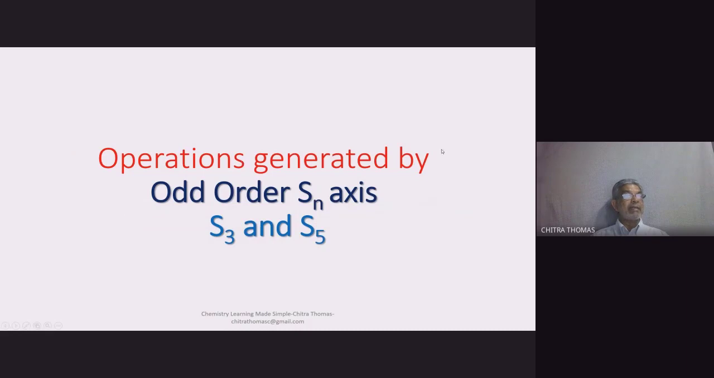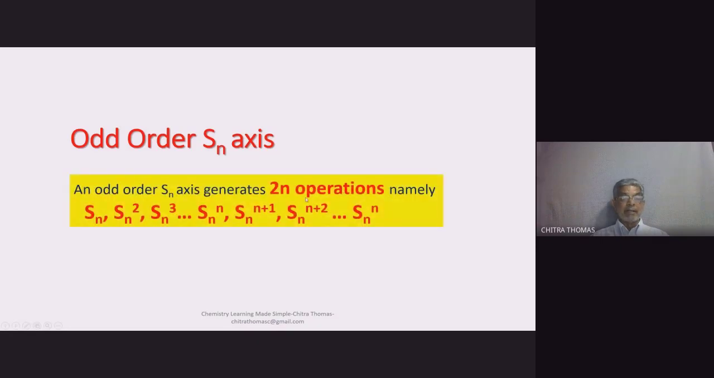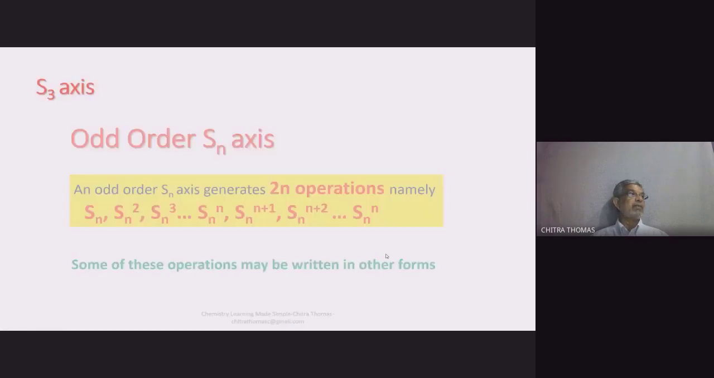Now the operations generated by odd order Sn axis, S3 and S5, we'll discuss. An odd order Sn axis generates 2n operations, namely Sn, Sn² up to Sn^n, which is not identity, then Sn^(n+1), Sn^(n+2), etc., up to Sn^(2n). I'm sorry, this is the 2n, that's a mistake here. Some of these operations may be written in other forms.